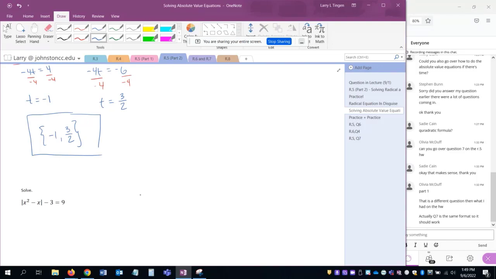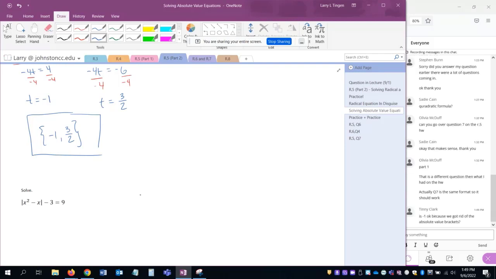The biggest temptation when solving absolute value equations is to try to do some math inside the absolute value bars. As long as absolute value bars are in the problem, you can't do anything with the values inside. For instance, the next one has x squared minus x inside the absolute value. I'm not going to factor an x out of that and get x times x minus 1. I cannot do math while I have absolute values. What I need to do is follow my steps.